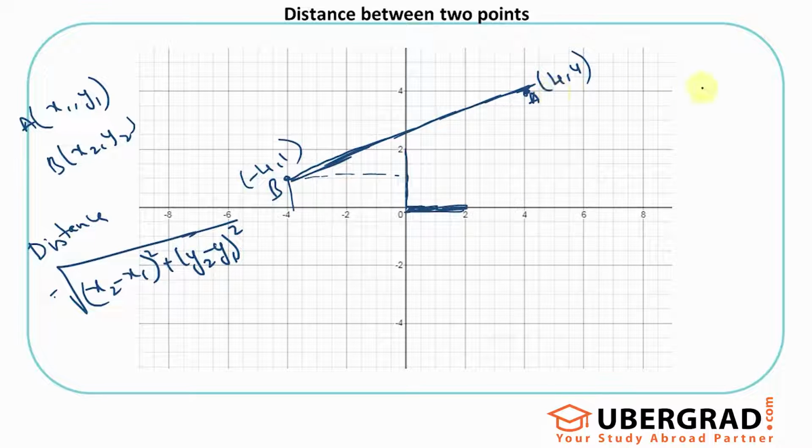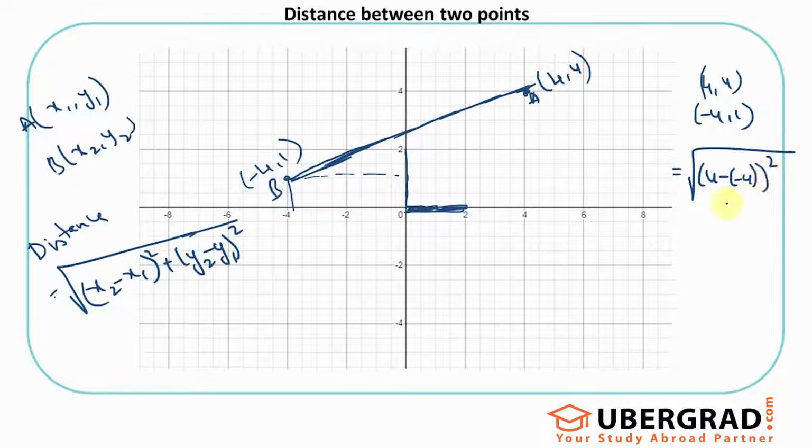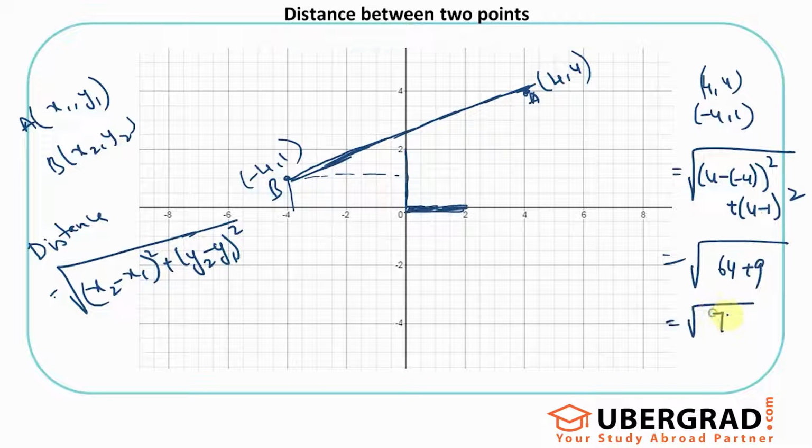So let's do this case: (4, 4) and (-4, 1). What is the formula for distance? (4 minus of minus 4) square plus (4 minus 1) square. So 4 minus of minus will be plus, so 4 plus 4 is 8. 8 square is 64. Plus 4 minus 1 is 3, 3 square is 9. So the answer is square root of 73. That is the answer for the distance AB between A and B.